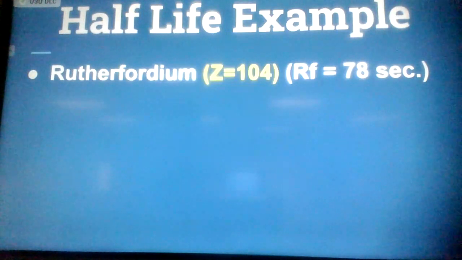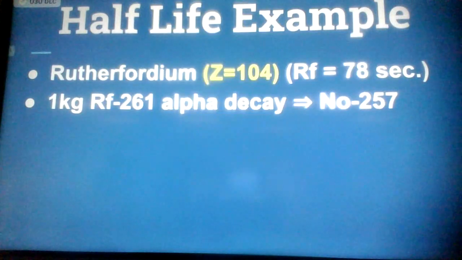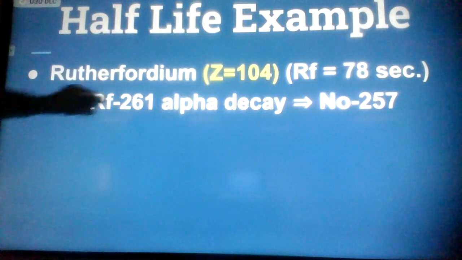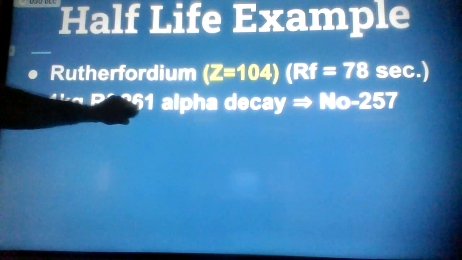Let's assume alpha decay. Since rutherfordium is element 104, find element 102. You'll find that in the actinide series almost all the way to the right. Element number 102 is, take a look, you'll see it's nobelium. Okay. Let's look at 1 kilogram of rutherfordium-261. That's the mass of the atom.